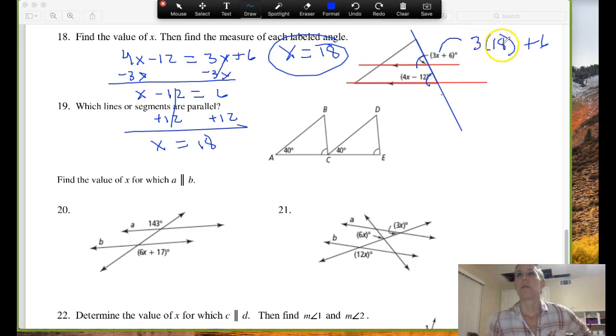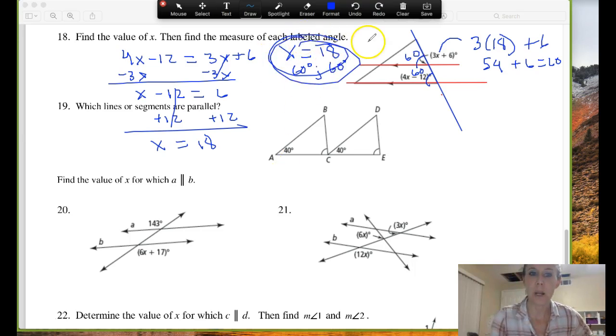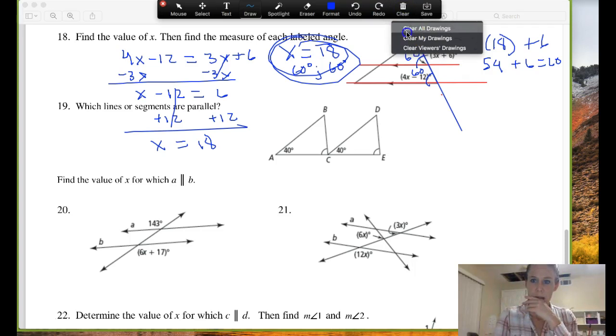3 times 18 is 54, plus 6, which is 60. So this angle will be 60, this angle will be 60. So x equals 18, and then the two angles will be 60, semicolon, 60. And there's your solutions. All right, let's go ahead and look at 19.